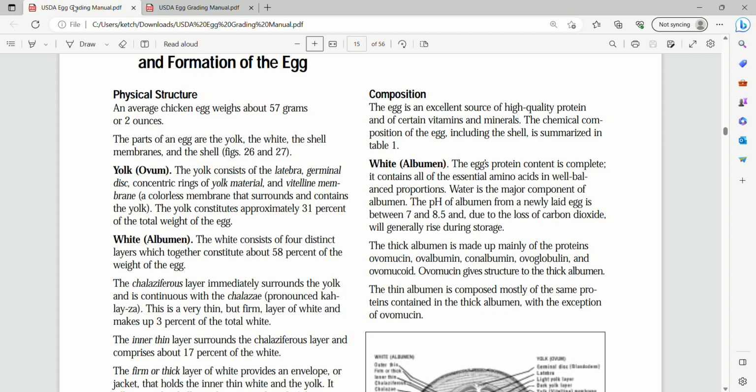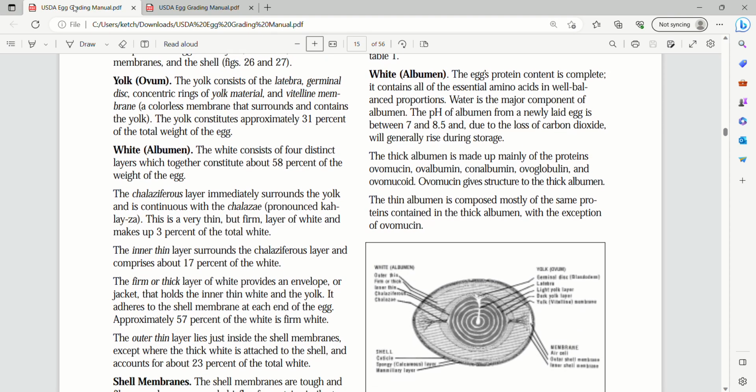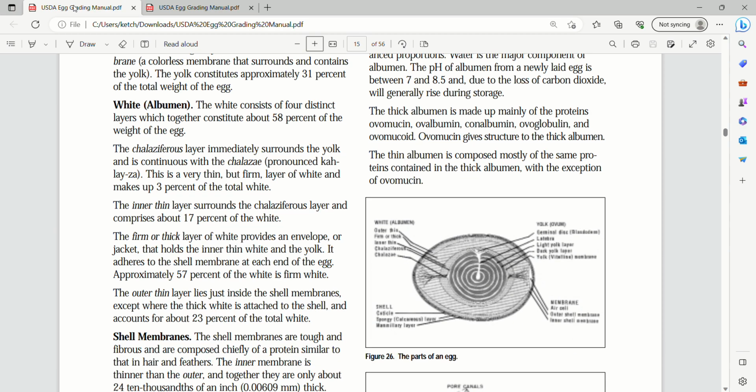The thick albumen is made up mainly of proteins: ovomucin, ovalbumin, conalbumin, ovoglobulin, and ovomucoid. Ovomucin gives structure to the thick albumen. The thin albumen is composed mostly of the same proteins contained in the thick albumen, with the exception of ovomucin.